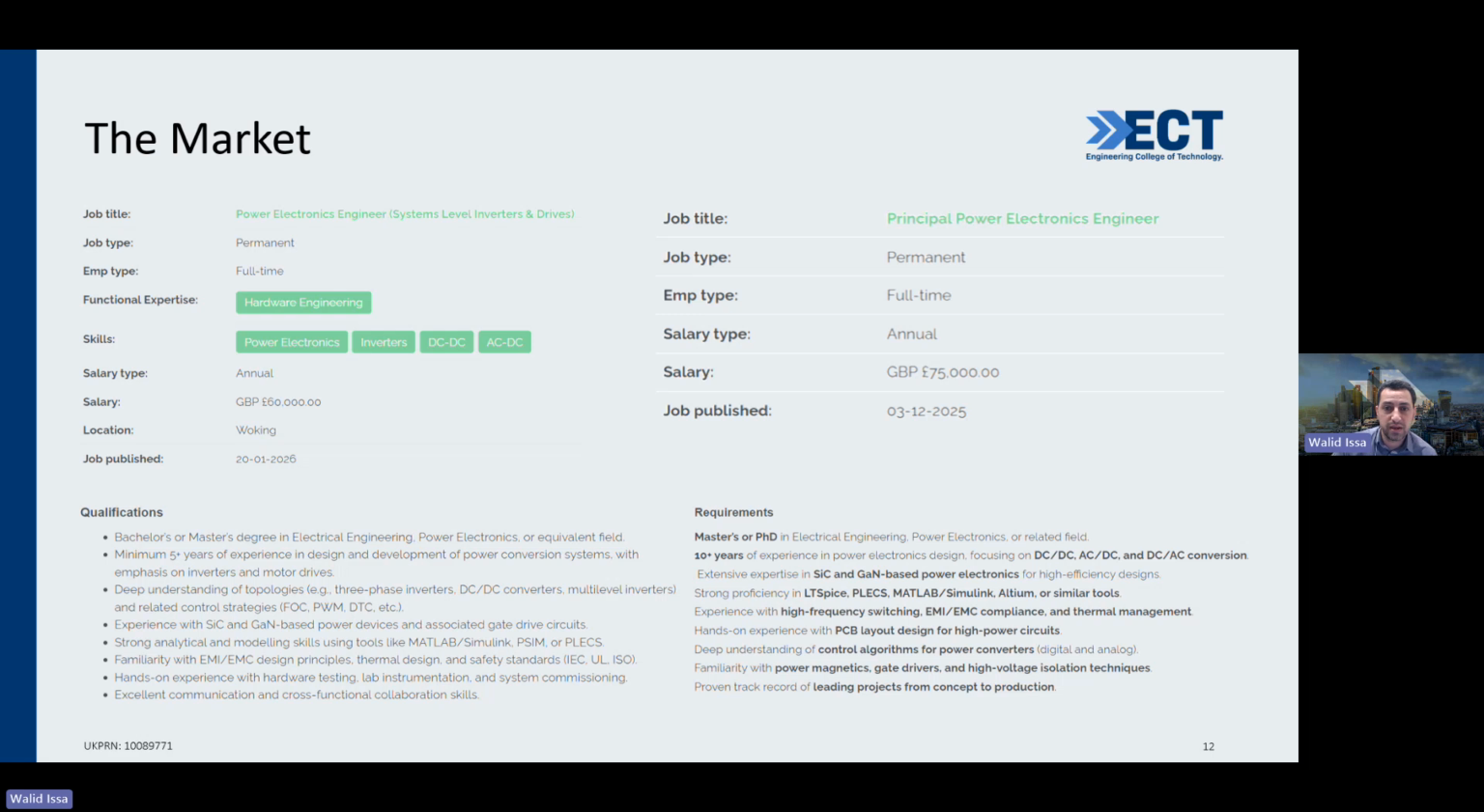So about the market as well, we looked at, for example, jobs. What about the jobs? I just posted 2 screenshots here for jobs that I got from LinkedIn, I think 2 days ago or last week, about power electronics, and the salaries are pretty acceptable, about 60,000 here.